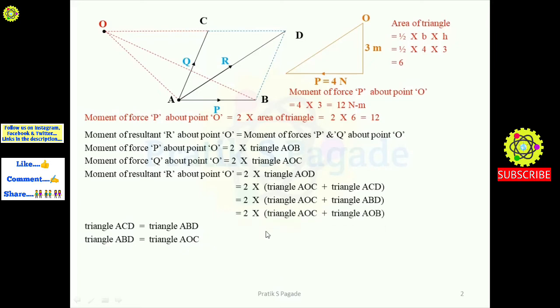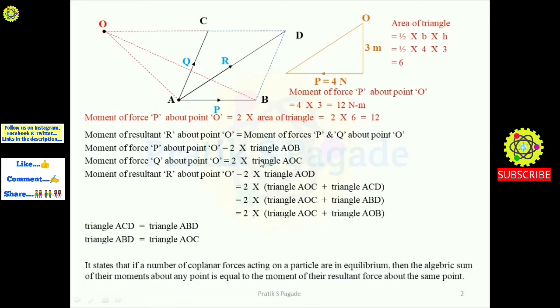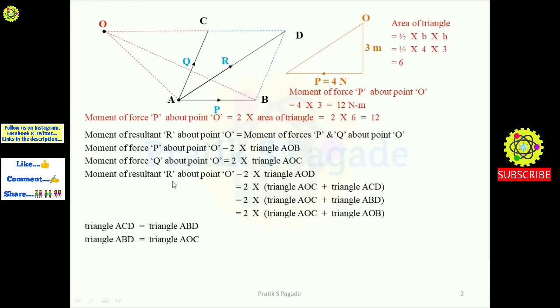Okay, so further see, 2 into triangle AOC plus triangle AOB. As we know, triangle ABD is equal to triangle AOB, so we have written here triangle AOB. From this we got that the moment of resultant R about point O is equal to 2 into triangle AOC plus triangle AOB. Here, 2 into triangle AOC is our moment of force Q about point O, and 2 into triangle AOB is our moment of force P about point O.